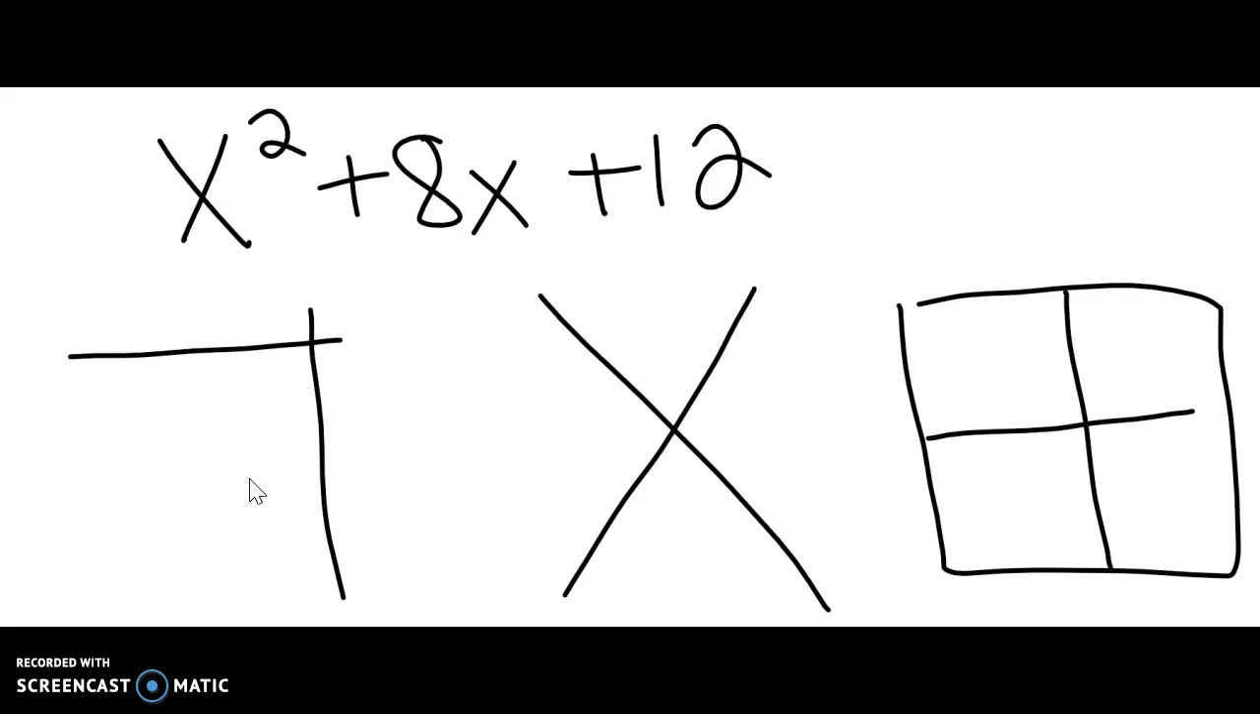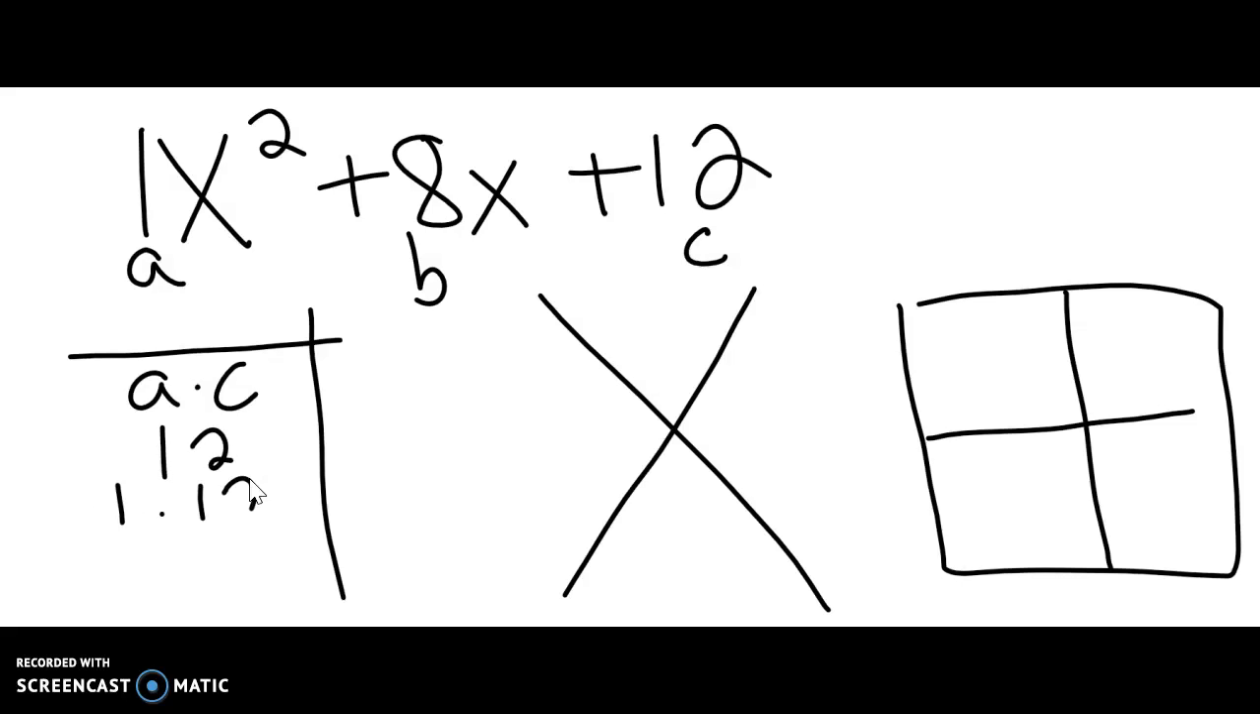We're going to multiply A times C. So A is 1 and C is 12. So A times C is 12. So our factors of 12 are 1 times 12, 2 times, so 12 divided by 2 is 6, 3, 12 divided by 3 is 4.